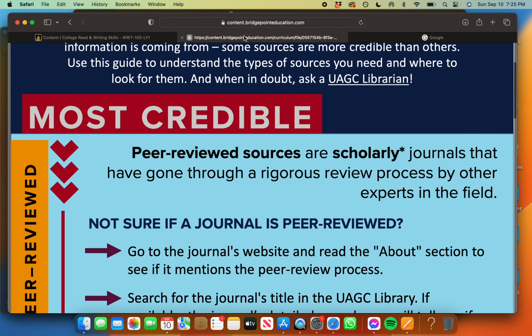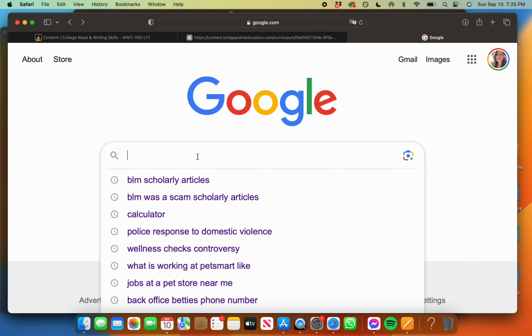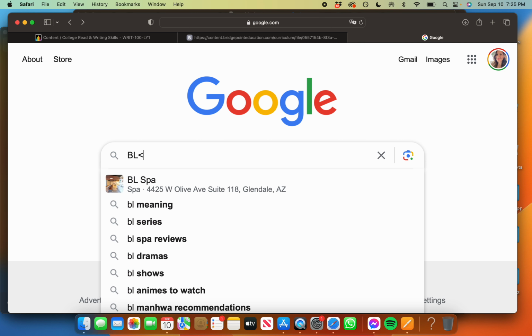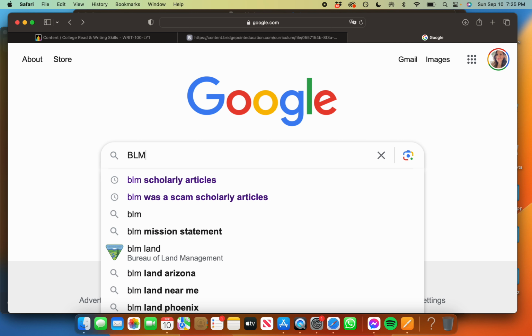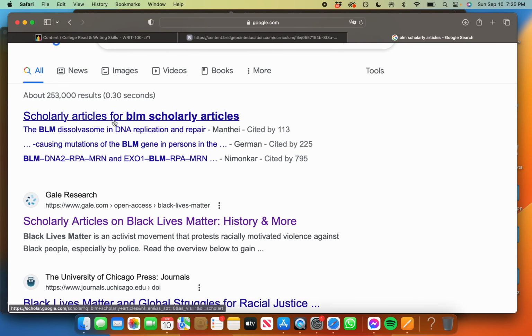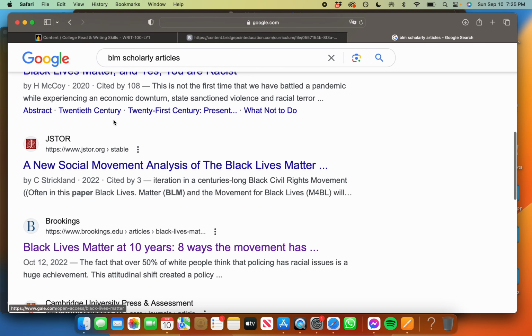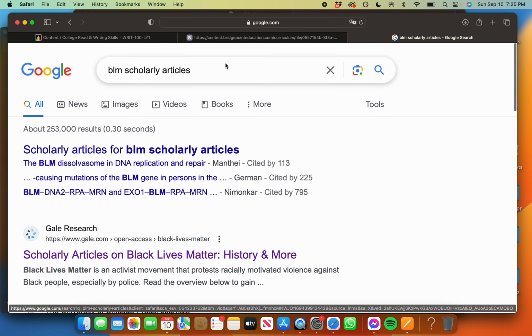So let's take a look at one of the topics quickly I'd like to go to. Let's say BLM, right? BLM, how to do a search. There are many different ways you can do a search, but you can do a search this way: BLM scholarly articles. Now you're going to get a variety of scholarly articles here, okay, on BLM in general. But that might be too general.